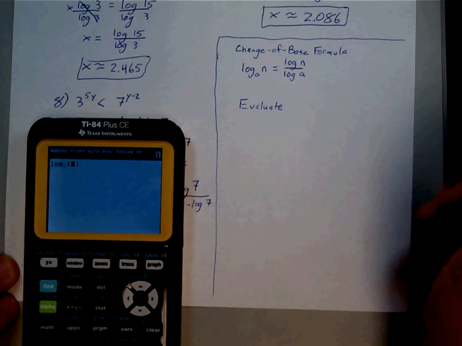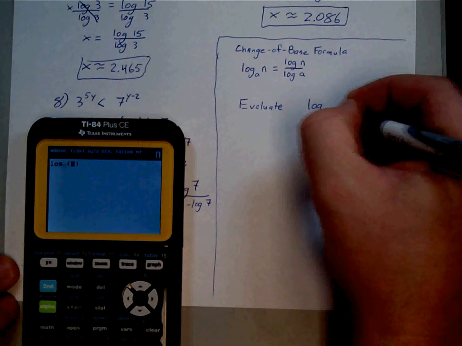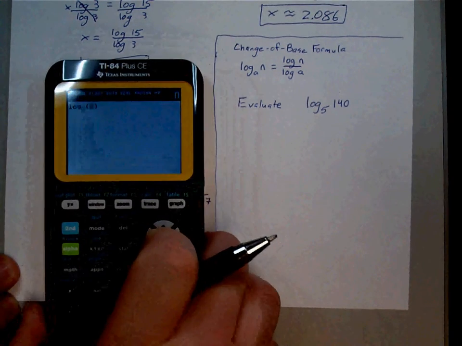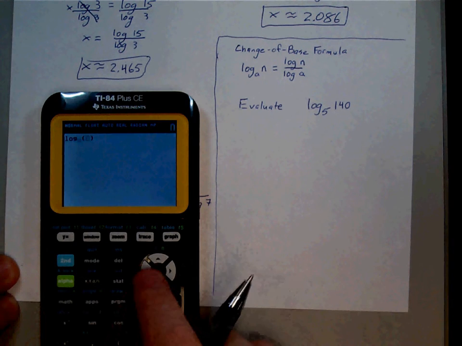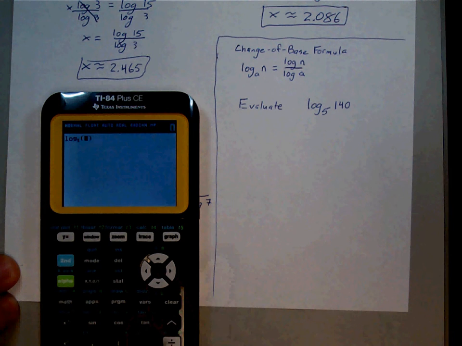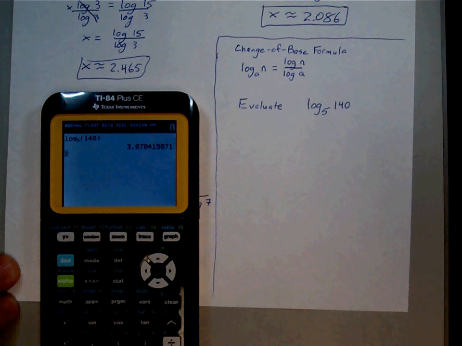So let's evaluate log base 5 of 140. So I still have this log base up on my calculator. I'll show you real quick that I can simply change the base to 5, the number to 140, and I get, whoops, I hit the wrong button, and I get my answer.